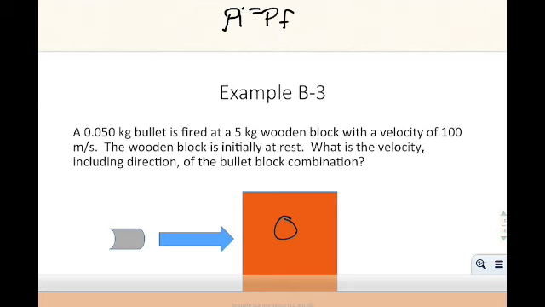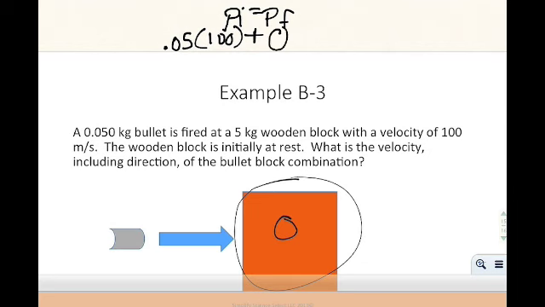Now I have two objects beforehand. I've got the bullet, which has a mass of 0.05. I have the velocity of that particular bullet as being 100 meters per second. And then I can add the momentum of the block. Because remember, this is the bullet. Now the momentum of the block is 0, because it says it's initially at rest. Remember, an object has to be moving for it to have momentum.